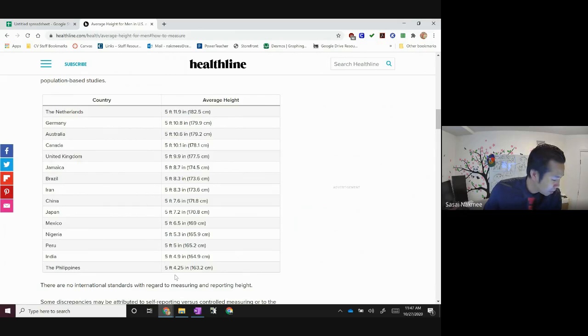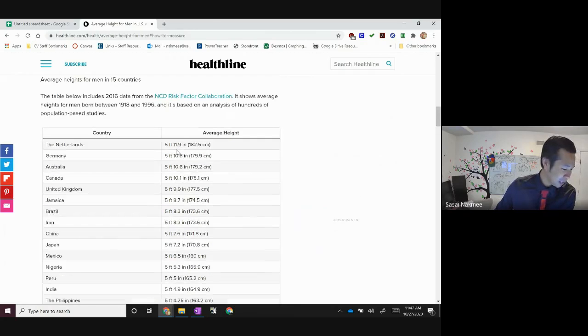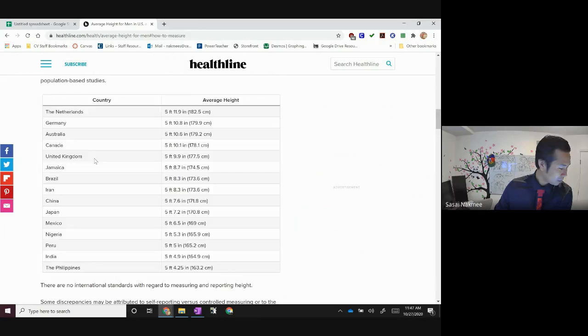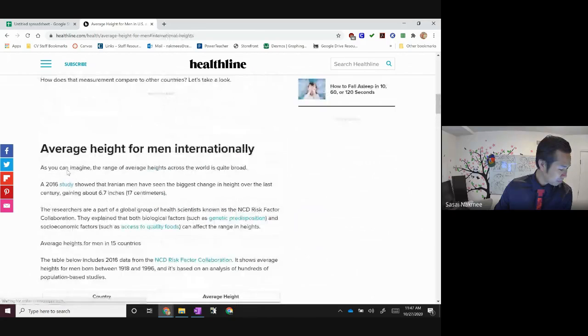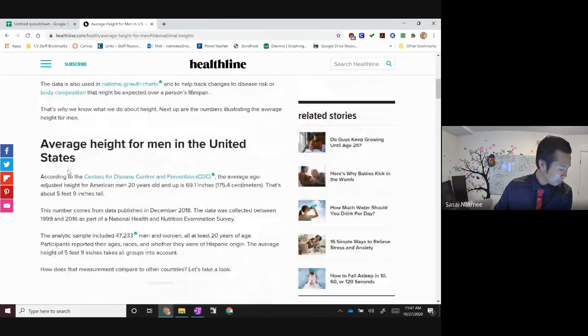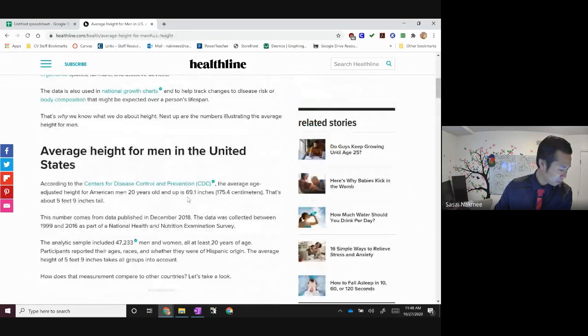Oh, average height in the Philippines is very short. Average height in the Netherlands is really tall. What the heck? 5'11.9". They're almost at an average height of 6 feet. Where's the US in this? Oh, here. 5'9". 5'9" is the average height.